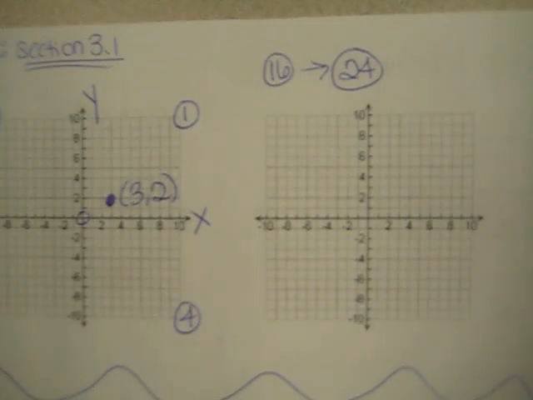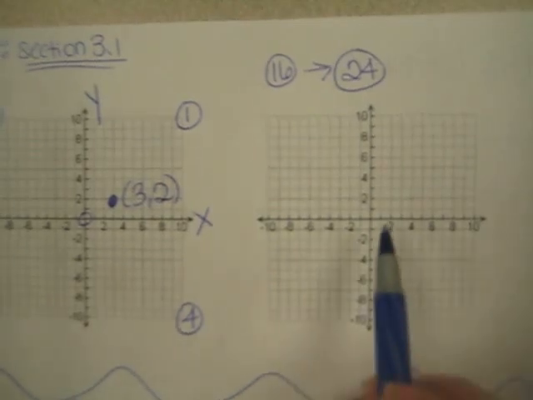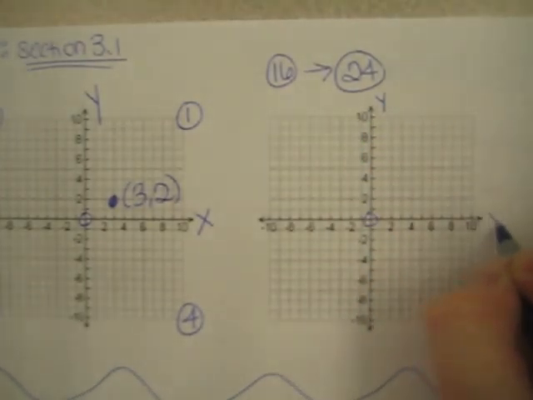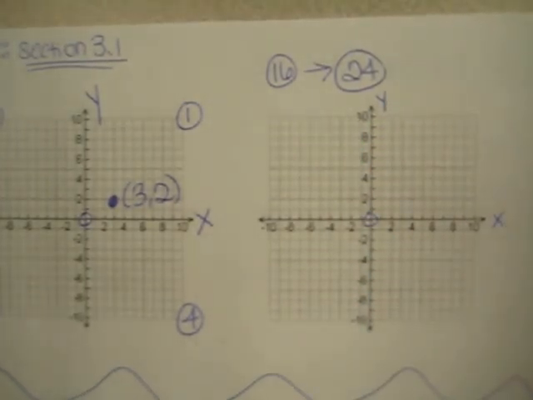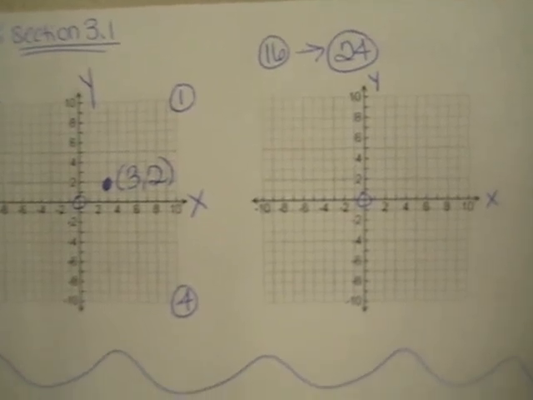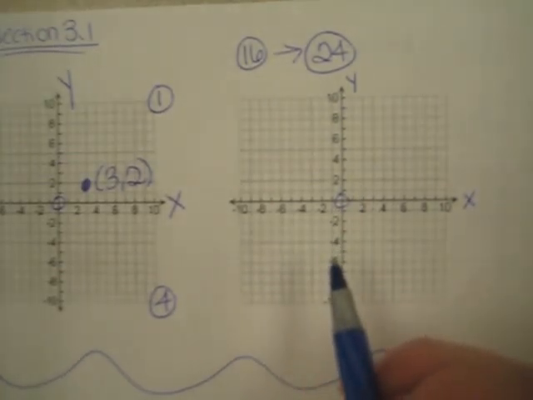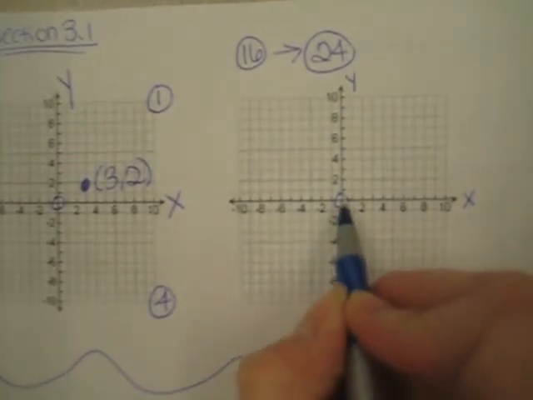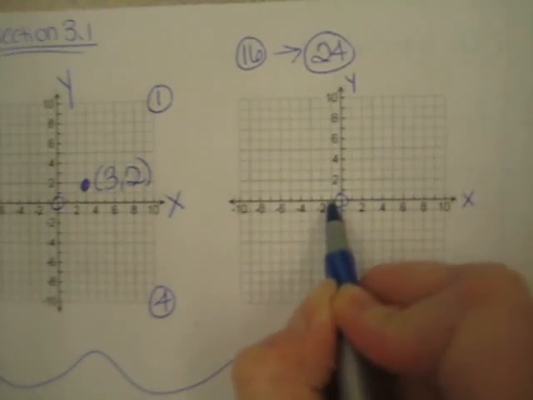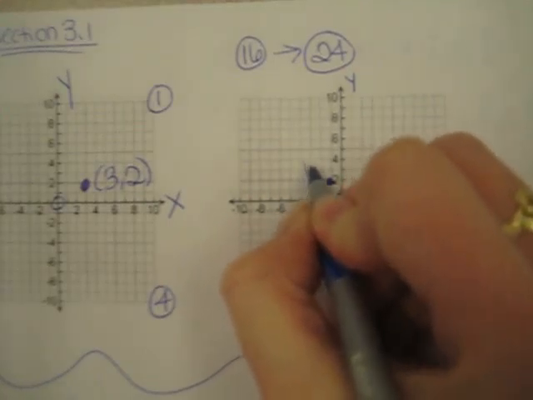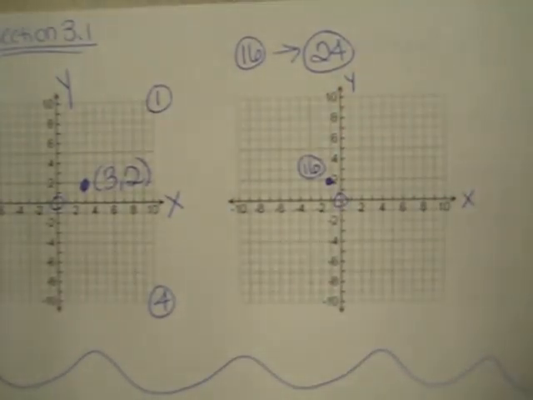So number 16's coordinate point is -1, 2. So I start at the origin. Here's my y. Here's my x. Again, do you have to label the x and y axis? No, I don't require that. Just know what they mean. So -1, 2. I start at the origin. I go to -1 along the x-axis. Then up to +2 along the y-axis. So there's 16. It's in the second quadrant.